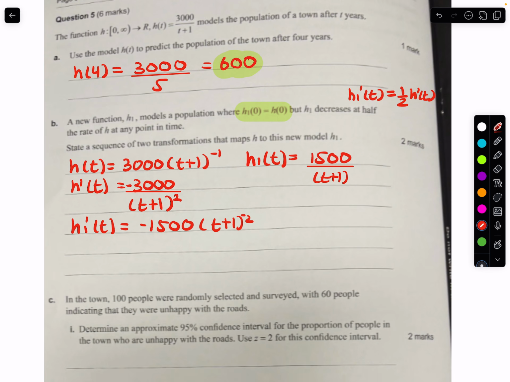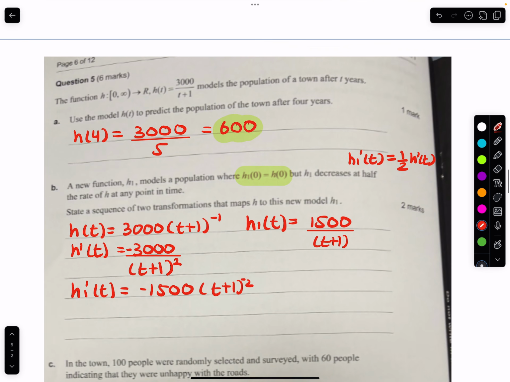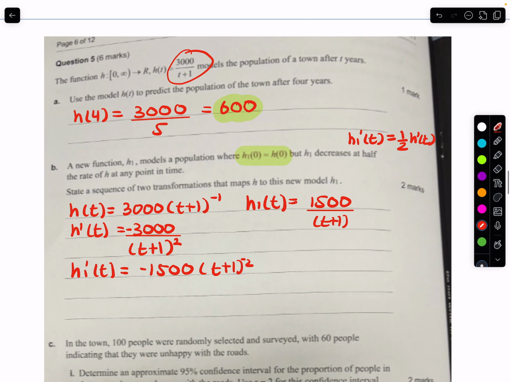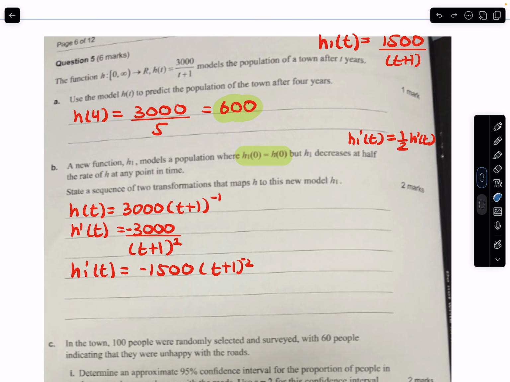Perfect. So h of t looks like this. They look the same, but it's just halved. It's just dilated by a factor of half. Easy. Perfect. That's what it is. So I'm just going to write this here so I don't forget about it.